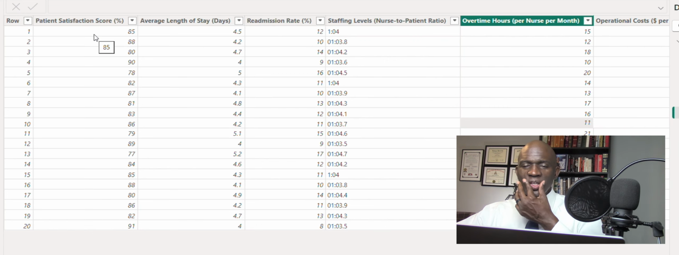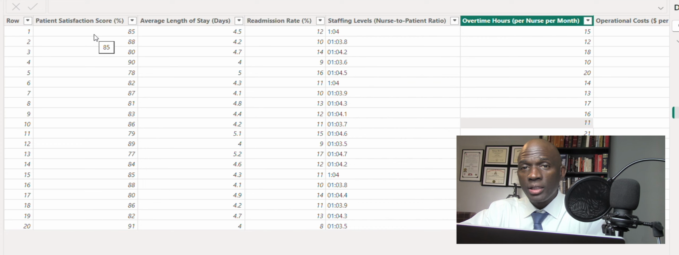Anyway, let's move over to the next column, which is readmission rate percentage, right? So we've got readmission rate percentage, and it's not rocket science. If we've got 12% readmission or 14% readmission, that's the readmission rate. That's not rocket science. And again, we could take the same metrics that we used before with the patient satisfaction score and average length of stay, and say, hey, we want to find the mean, the median, and the mode, right?